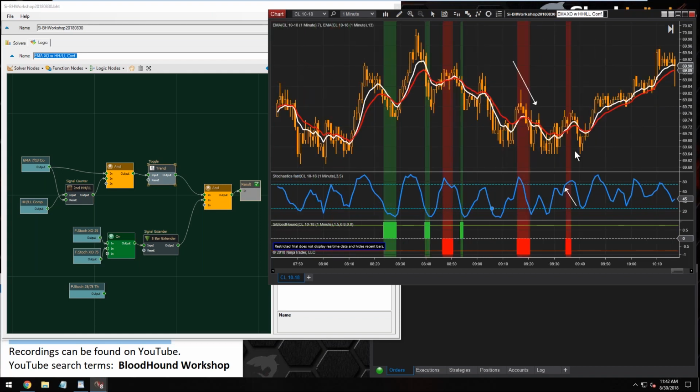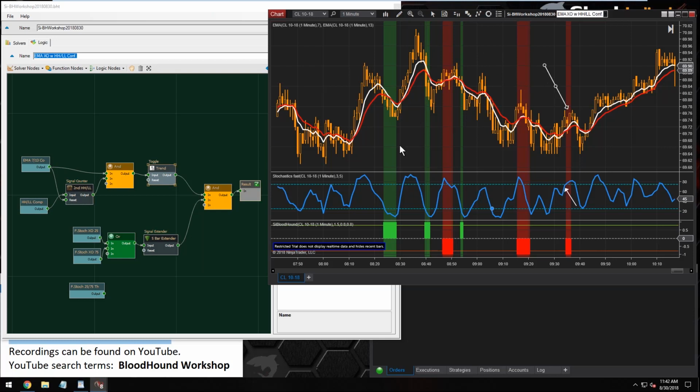All right. And so we can see that sometimes we get a bunch of signals in a row. I don't know, maybe that might be good, because you might want to see how long the potential entry points might be lasting.